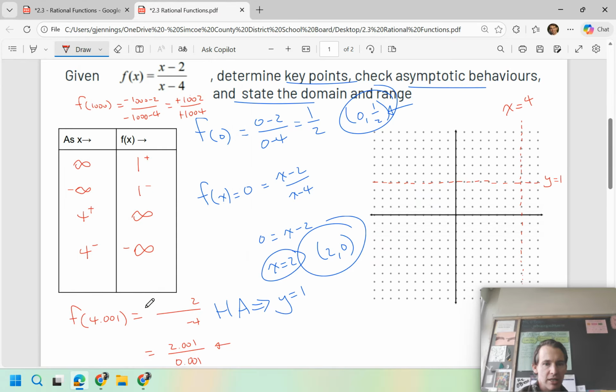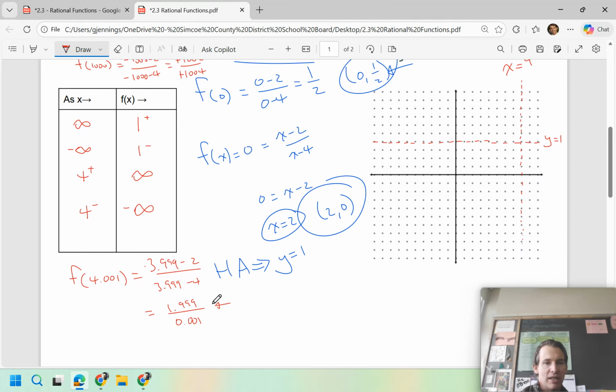Okay, so I test. I say 3.999 minus 2 over 3.999 minus 4. And then I get, instead of 2.001, I get 1.999, which is infinitely close to that. And then down here you see I get a little negative number. Is that now approaching positive infinity or negative infinity? Negative. I got positive divided by negative. This is absolutely negative. Pat on the back, everybody.